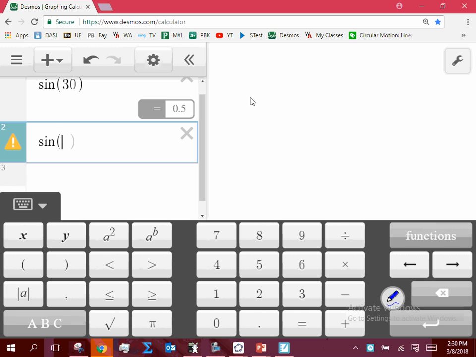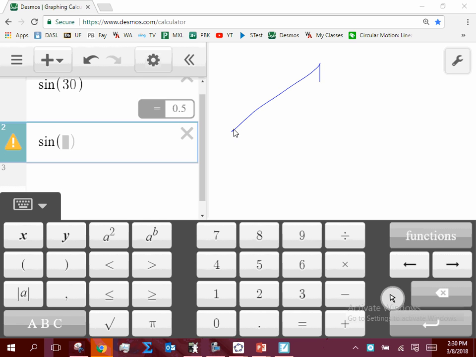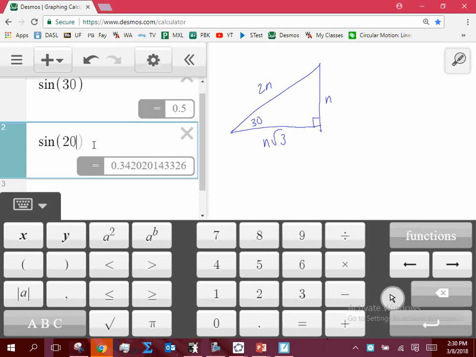Okay. Here's the thing: 30, 60, 90 triangles. If this was 30 degrees, we knew that this was n, this was 2n, and this was n radical 3, right? Okay. Well, right now, let's just go 20 right here. I just want to see what that evaluates to for 20.